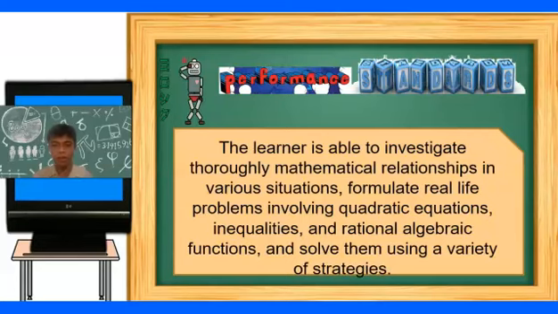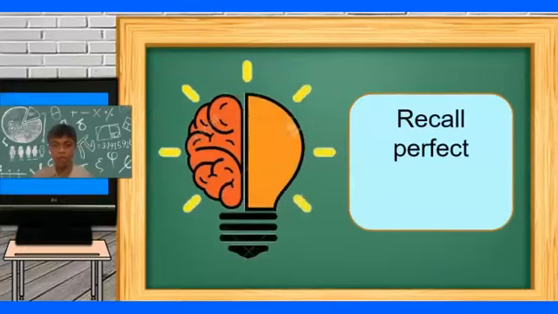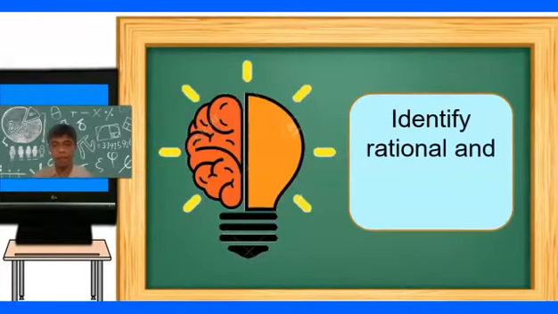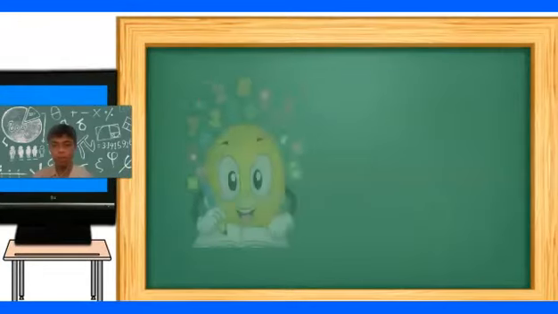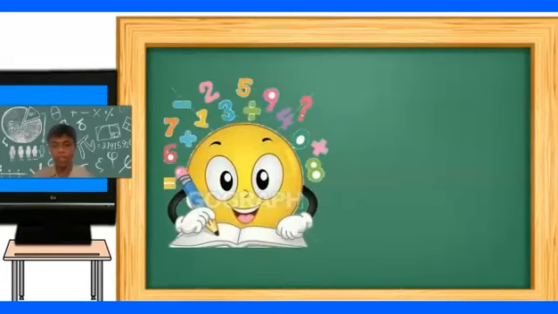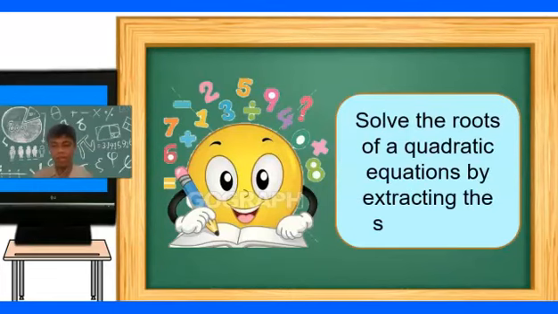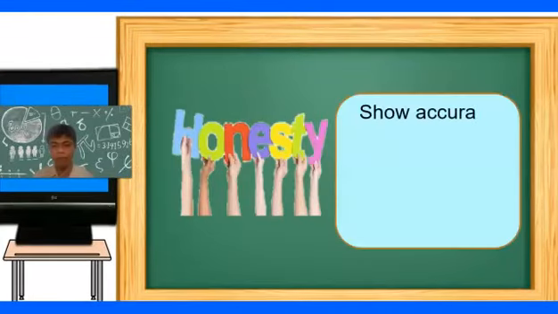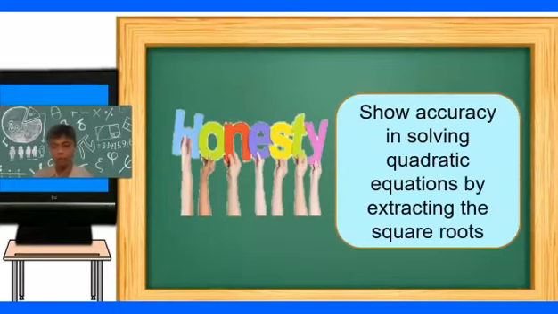Now, what will be our objective? Yung mga matutunan natin para sa lesson na ito. For knowledge objective, recall perfect square numbers. Identify rational and irrational numbers. For psychomotor objective, solve roots of quadratic equations by extracting the square root. For affective objective, show accuracy in solving quadratic equations by extracting the square root.